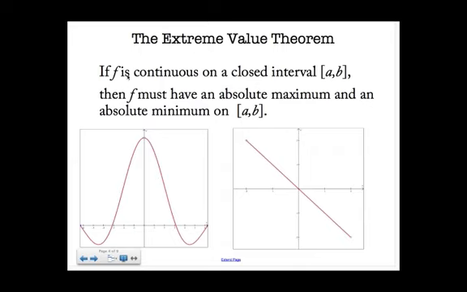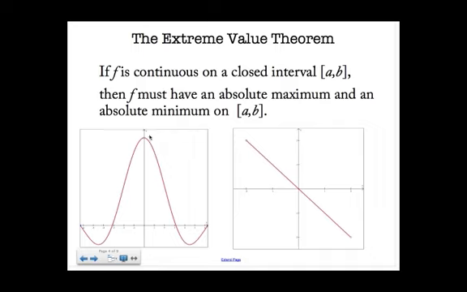It says if f is continuous, we know what that means, and is located on a closed interval a to b, so we have a restricted domain that has endpoints, then f will always have an absolute maximum and an absolute minimum somewhere on the interval a, b. So this theorem guarantees that a function has absolute maxes and mins. It doesn't tell you where to look. That's what we're about to discover, but it tells you that they exist.